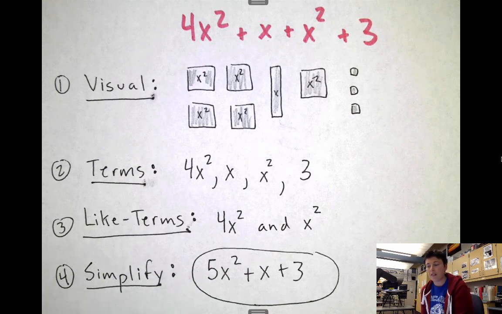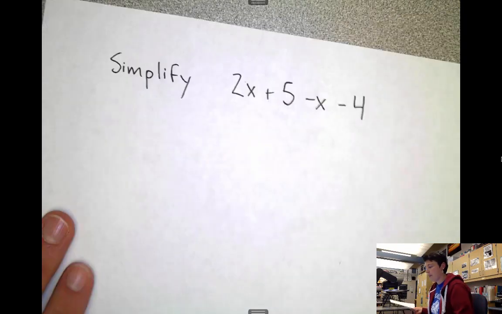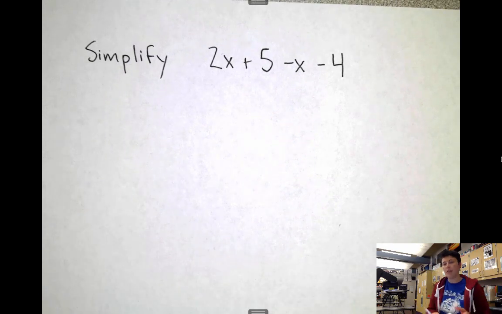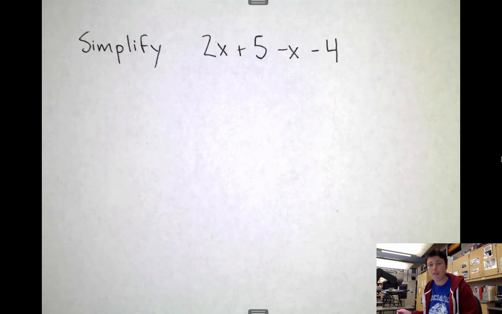Like, this is one of the things in 7th grade we try to really strive for, is how to simplify expressions and combine like terms. So we're going to try a few of these in the video. So let's try another one here. This time we're going to simplify this expression. So simplify 2x plus 5 minus x minus 4.